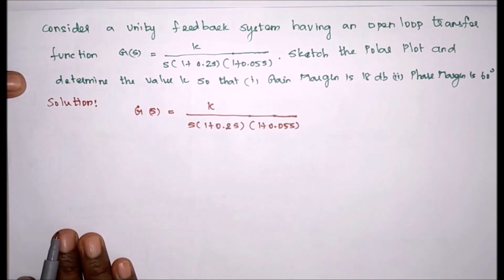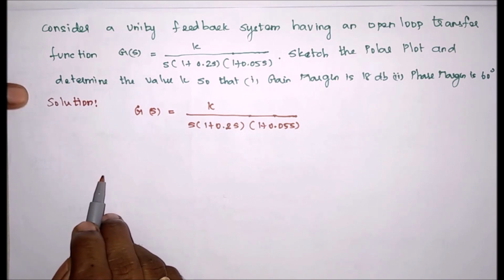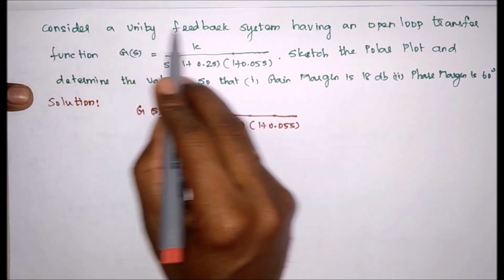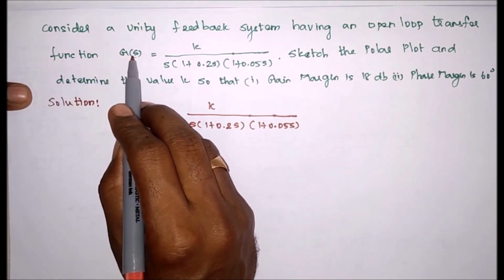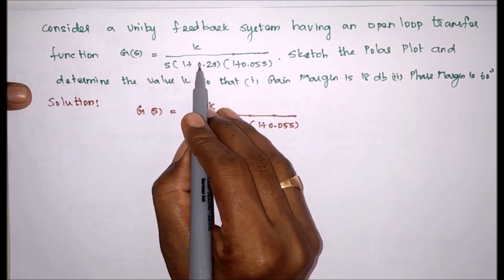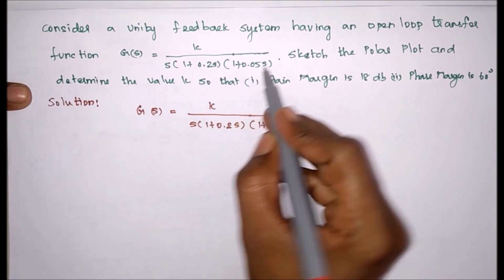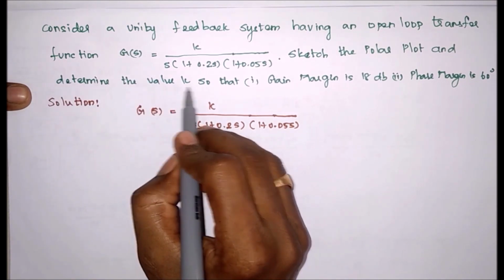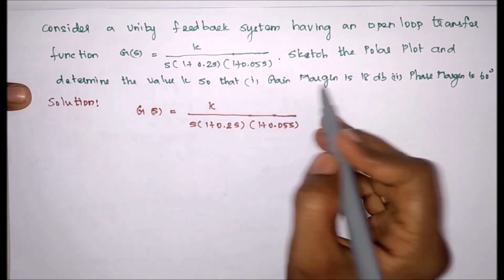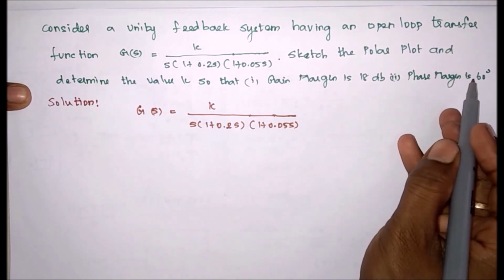In this video, we are going to draw a polar plot and we will find the phase and gain margin. The given problem is: consider a unity feedback system having an open loop transfer function G(s) equal to K divided by s into (1 plus 0.2 s) into (1 plus 0.05 s). Sketch the polar plot and determine the value of K so that gain margin is 18 decibel and phase margin is 60 degree.